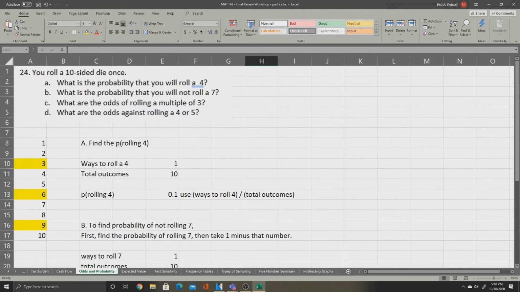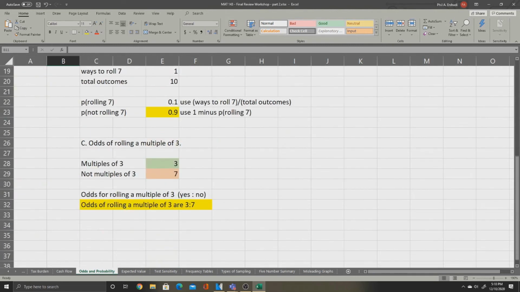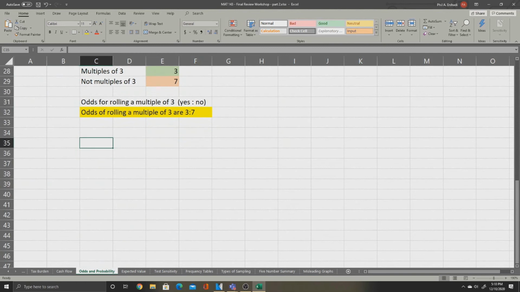Now for part D, we were asked what are the odds against rolling a 4 or a 5. So we need to indicate the 4 and the 5 as the things we're trying to target. So let's mark the 4 and the 5 in gold. And we can see there are two outcomes that match this. So for part D, we need the odds against rolling a 4 or 5.